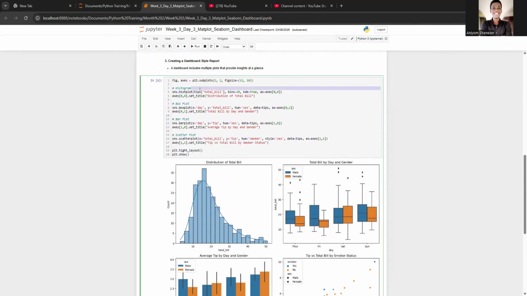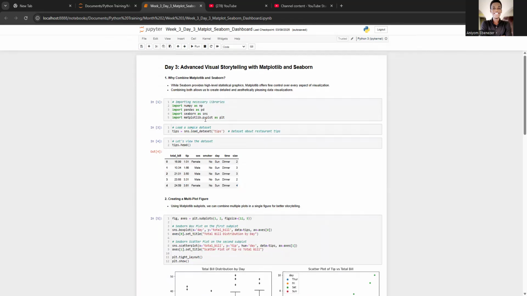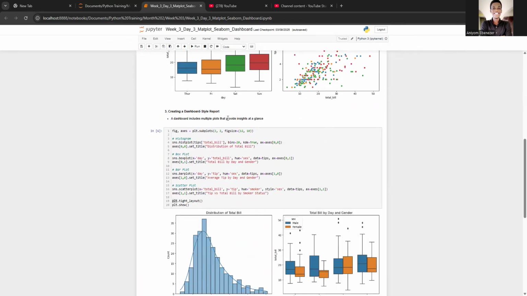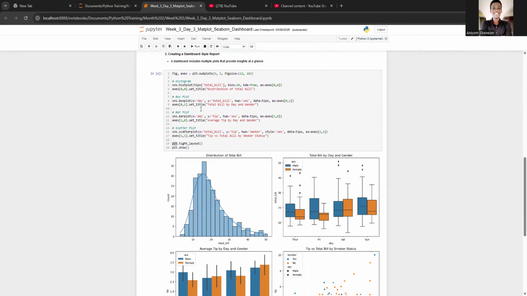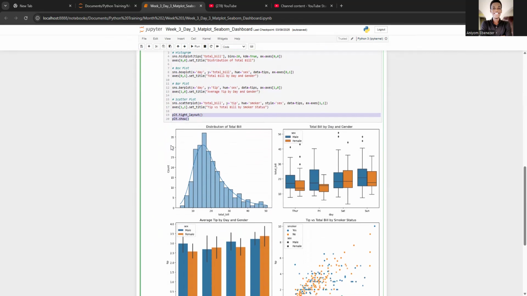See, SNS histogram, SNS box plot, SNS bar plot, and SNS what? Scatter plot. And then we now have PLT. So remember, when we were importing, what did we do? We imported Seaborn as SNS. We imported Matplotlib as PLT, right? And then coming down here, we are making use of the two guys, right? So having done that, all of these guys, we still make use of what? The PLT.